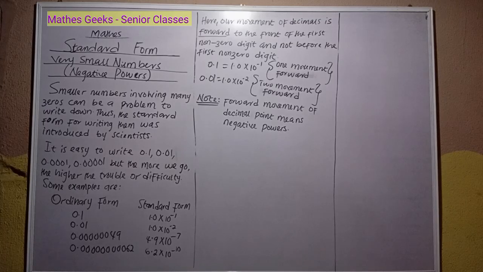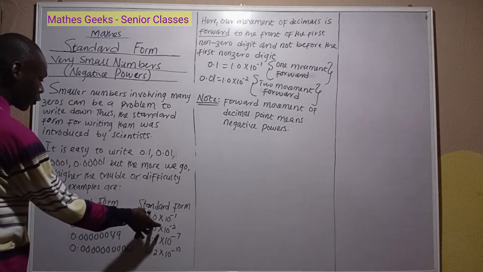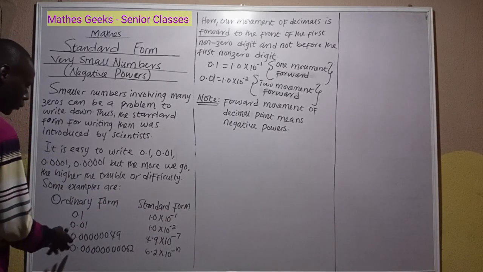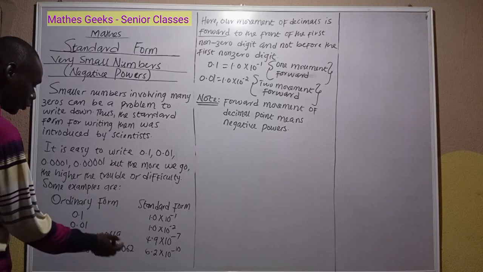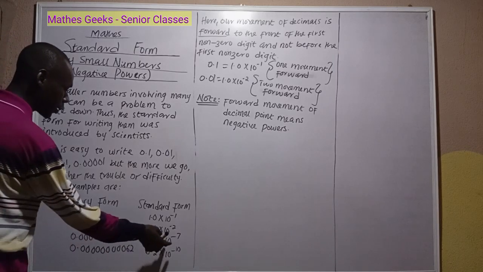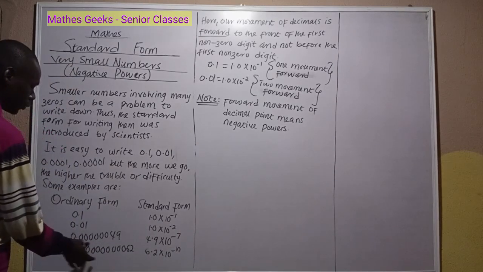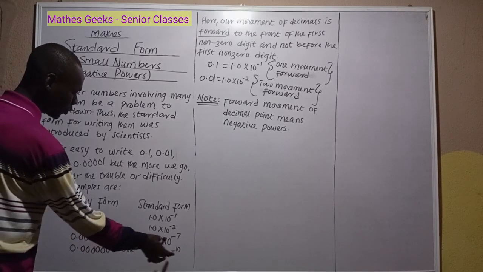Some examples: in ordinary form, 0.1 is easy. In standard form it is 1.0 times 10 to the minus 1. And when we get here, it was really very small. So 4.9 times 10 to the minus 7. And 0.00062 is 6.2 times 10 to the minus 6.